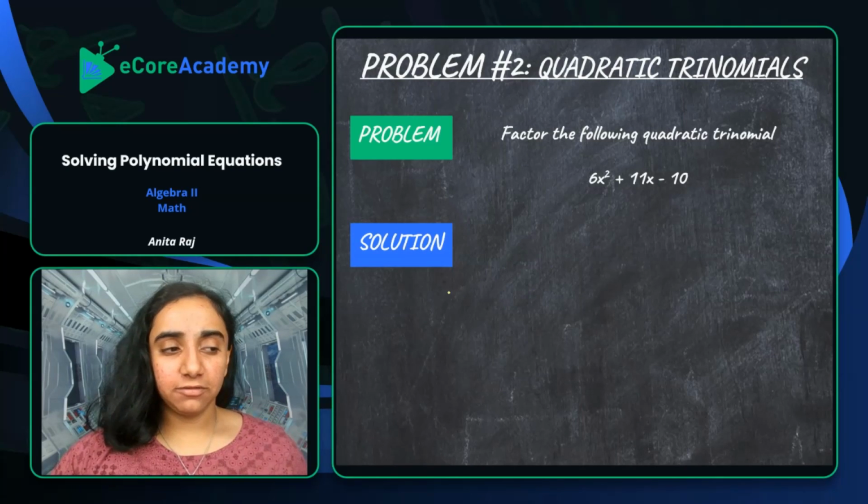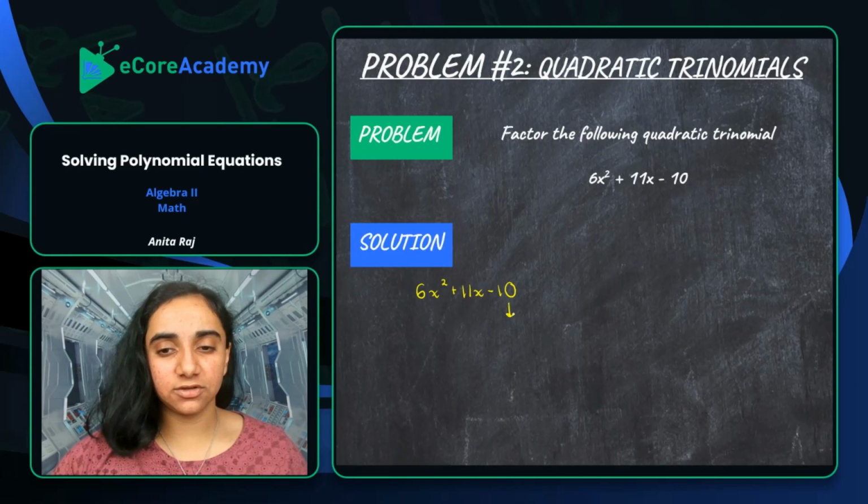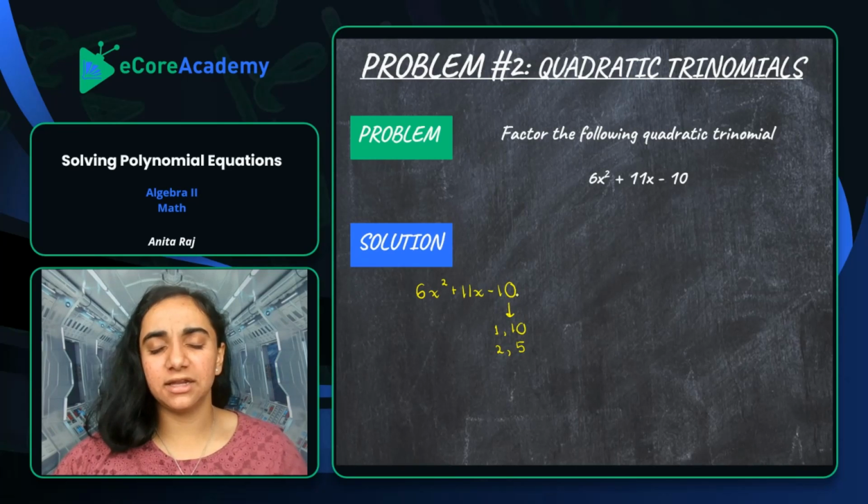All right, so let me rewrite this quadratic trinomial, 6x squared plus 11x minus 10. First thing we want to do is look at the factors of negative 10. We've got 1 and 2, and we've also got 2 and 5. Sorry, 1 and 10 and 2 and 5.